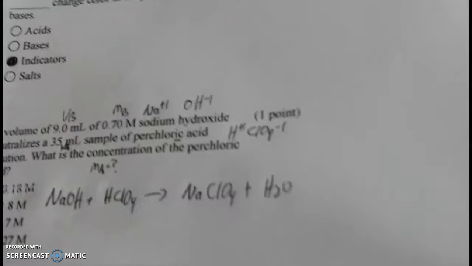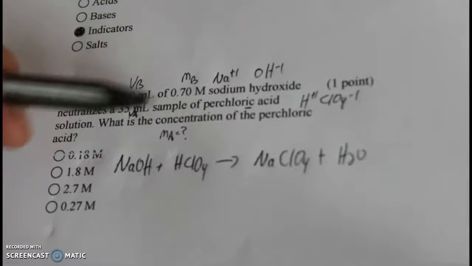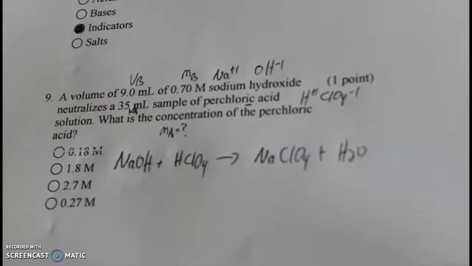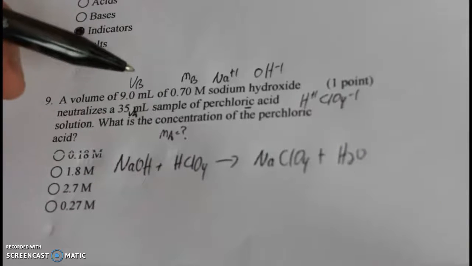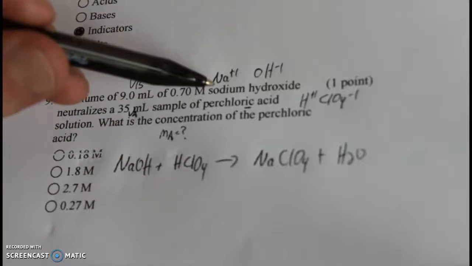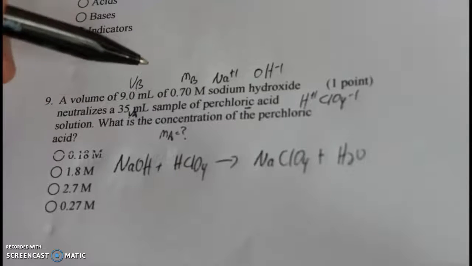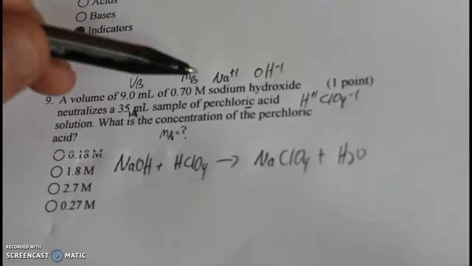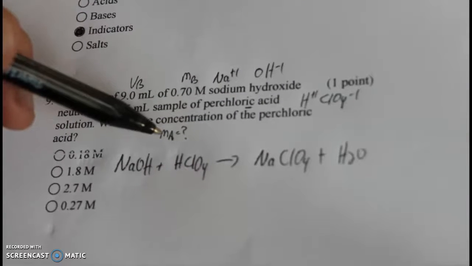Now, the reason why I labeled this problem, a lot of times when you're doing this, we're going to end up doing a stoichiometry problem, sometimes people aren't sure what value to start with. And what you end up starting with is the compound that you have both the volume and the molarity of. So for the base, we have the volume of the base and the molarity of the base in the problem. For the acid, we only have the volume shown, and we're solving for the molarity.